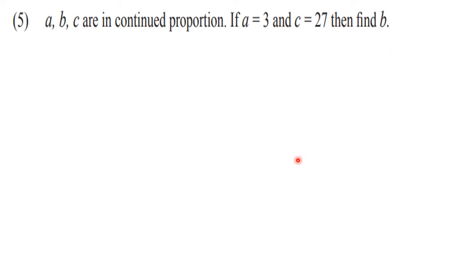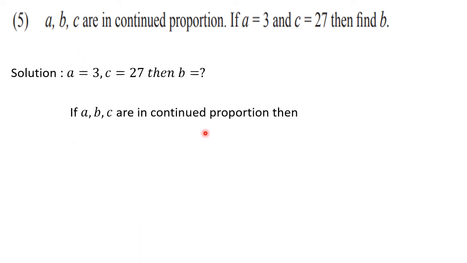Okay, so let's start. First, always start with what is given to you. Start with the statement that A, B, C are in continued proportion and then write down what is A, what is C and what is B. So here A is 3 given, C is 27 given, and we have to find B. Now let's start. A, B, C are in continued proportion. Then we can write down B square is equal to AC. These are two equivalent statements. I have told you so many times. As soon as you read that A, B, C are in continued proportion, you need to write B square is equal to AC.